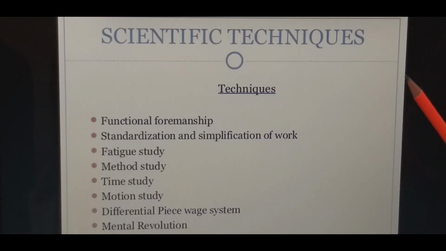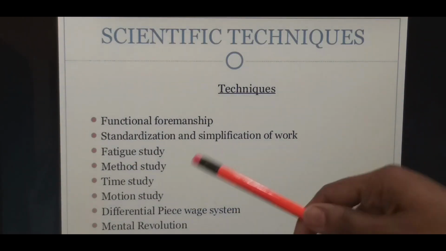Now we'll start with the techniques of scientific management being given by F.W. Taylor. We have already gone through the 4 principles of management given by Taylor. Scientific techniques refer to the method as to how to apply those principles being given by Taylor. So Taylor has given 8 techniques which can be adopted to scientifically manage the work in an organization. So you can find here 8 techniques being given by Taylor.